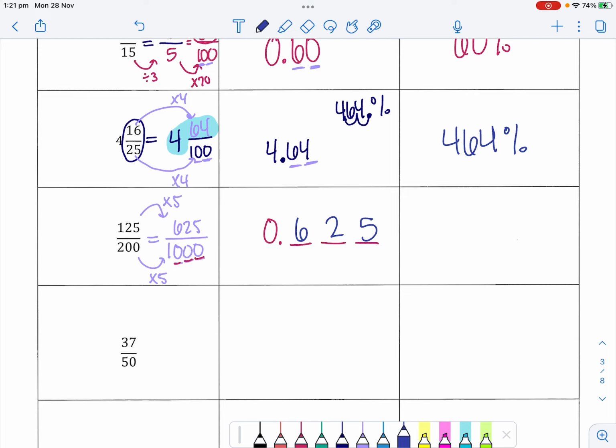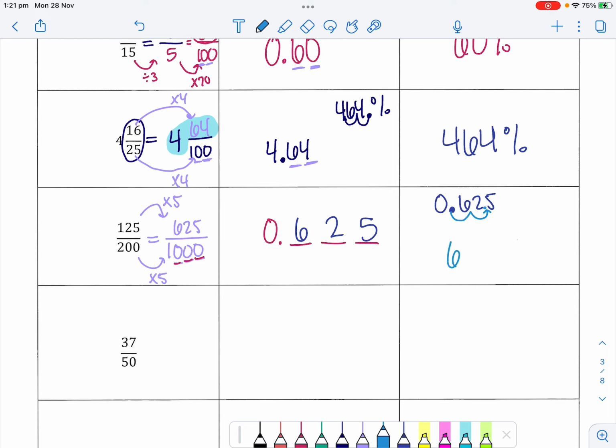Now I'm going to go from a decimal to a percent. So 0.625. I have my decimal right here. Now, to go from a percent to a decimal, I divided by 100. So I move the decimal 2 places to the left. If I want to go from a decimal to a percent, so I want to go the other direction, I need to multiply by 100 or move the decimal 2 places to the right. So 1, 2. Now in this one, it ends up in between the 2 and the 5.